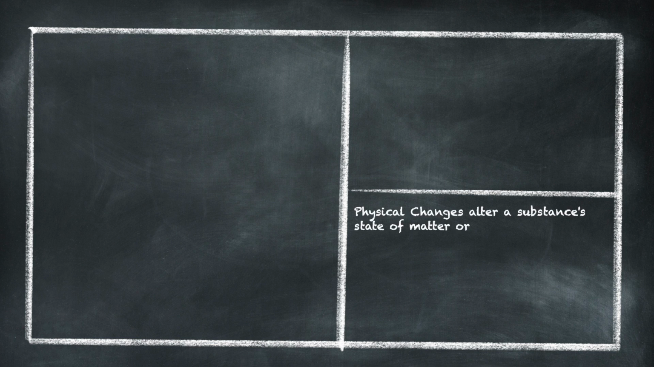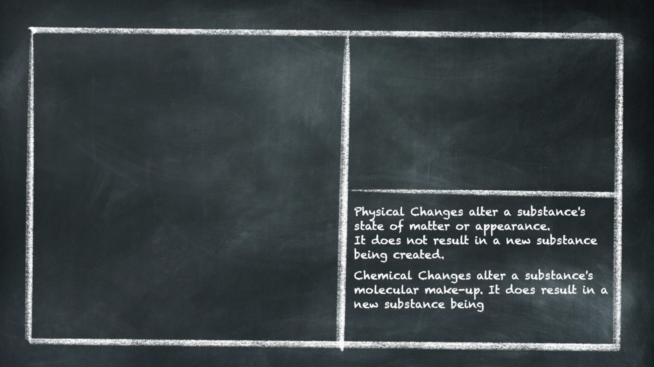First, physical changes are changes that only alter a substance's state of matter or appearance. It does not result in a new substance being created. Secondly, chemical changes are changes which alter a substance's molecular makeup. It does result in a new substance being created and it cannot be undone. So these reactions are irreversible.